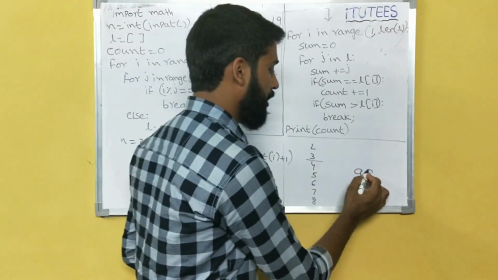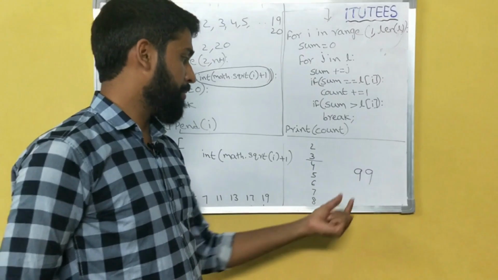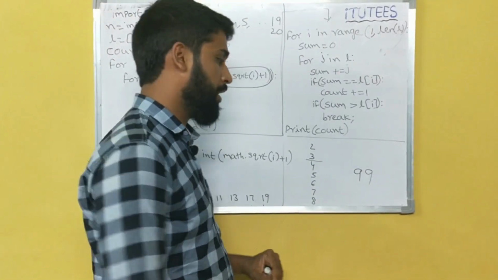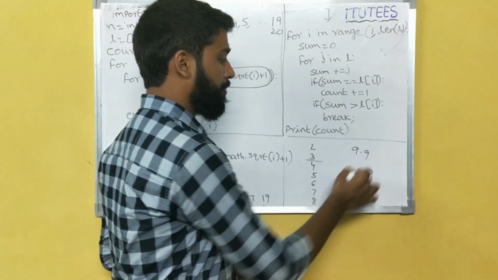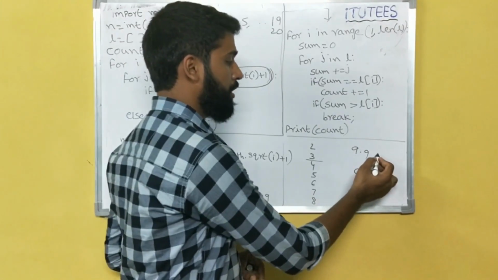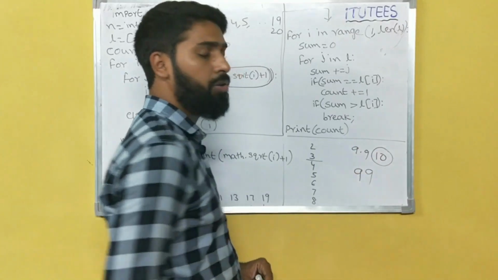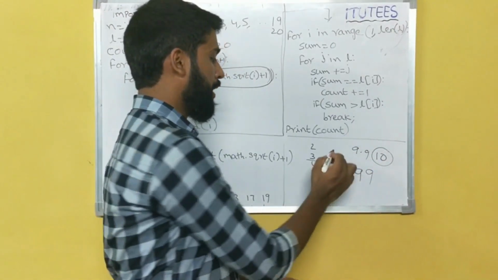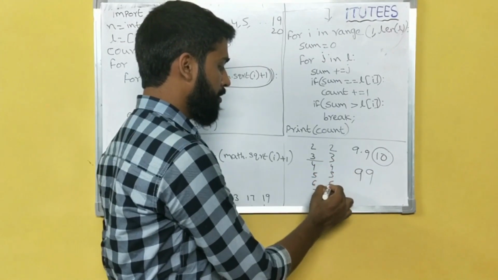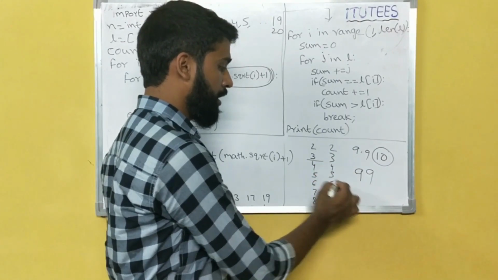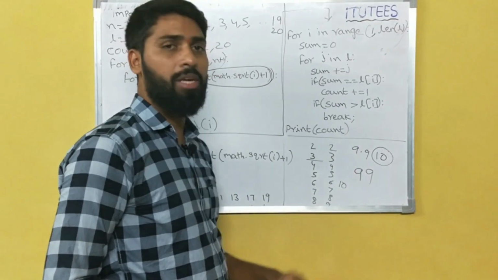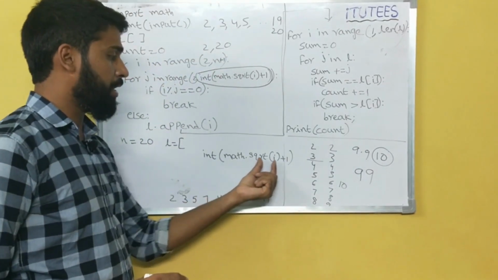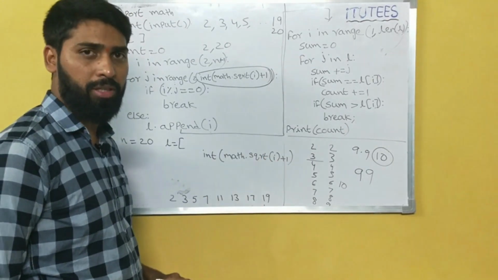For example, 99. Is 99 a prime number or not? How can I know? What is the square root of 99? It may be 9.99 something. Plus 1 means 10. So round to 10. Then if this number is not divisible by 2, 3, 4, 5, 6, 7, 8, 9, 10, then I say that 99 is a prime number. So I can use the math.sqrt of i plus 1 function here.